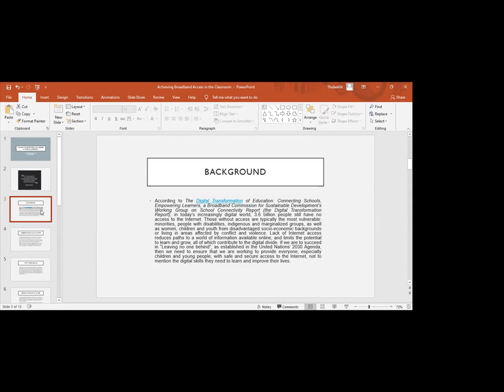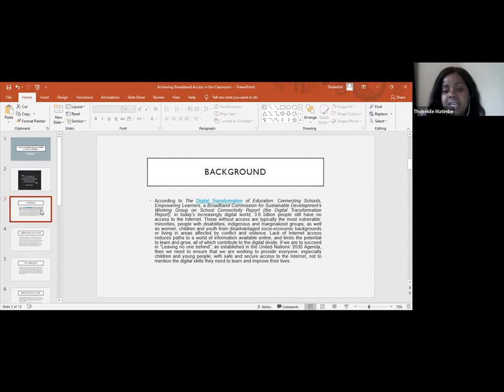So those without access are typically the most vulnerable, like I've already mentioned: the minorities, people with disabilities, indigenous and marginalized groups, as well as women, children, and youth from disadvantaged socioeconomic backgrounds or living in areas affected by conflict and violence. So what are the impacts of this? Lack of internet access reduces paths to a world of information available online, and it limits the potential to learn and to grow, all of which contribute to the digital divide.